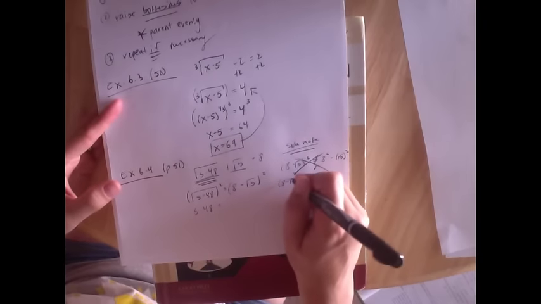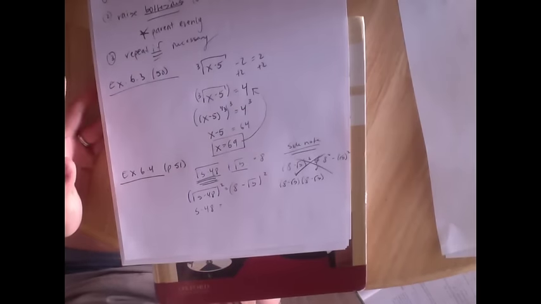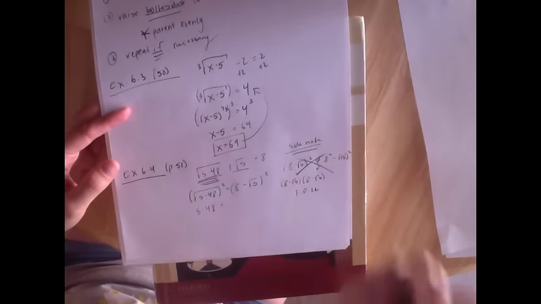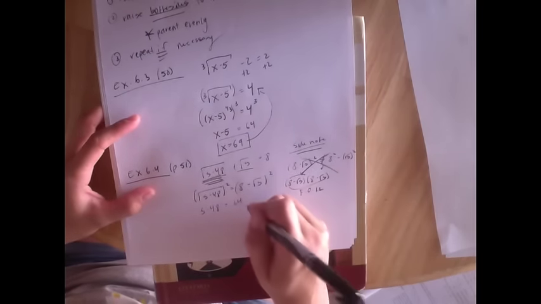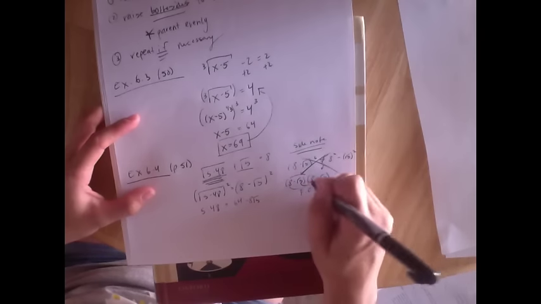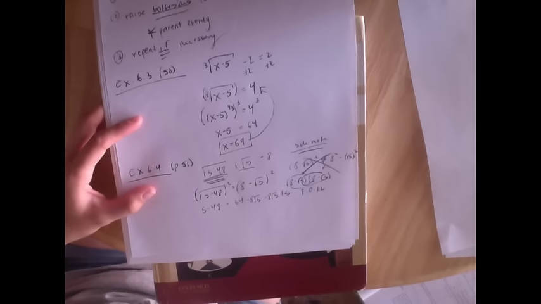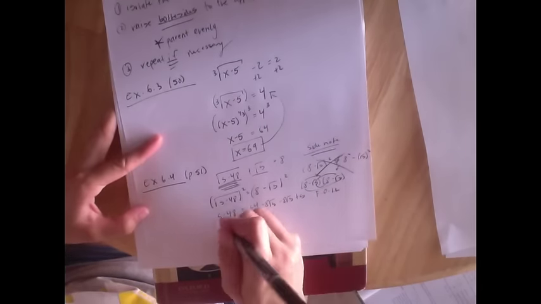If we have 8 minus the square root of s, squared, it's 8 minus the square root of s times 8 minus the square root of s, and we have to FOIL. First gives me 64. Outside gives me minus 8 square root of s. Inside gives me minus 8 square root of s. Last gives me plus s. Combine like terms and simplify.